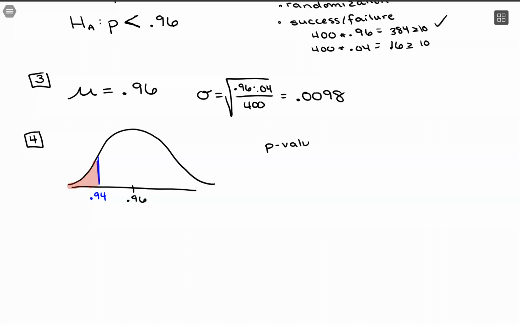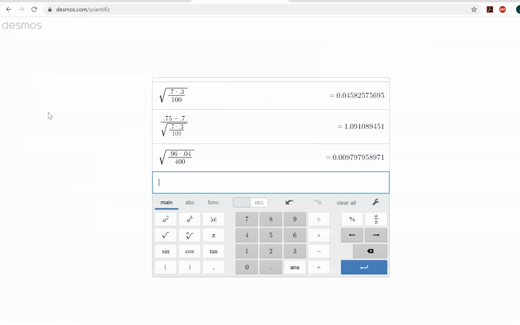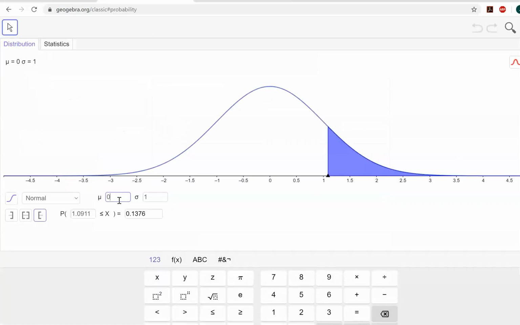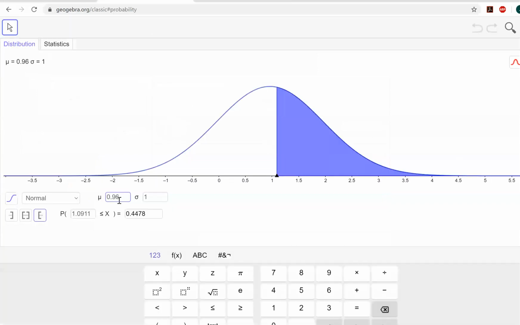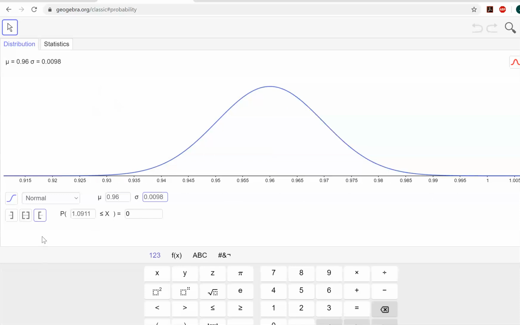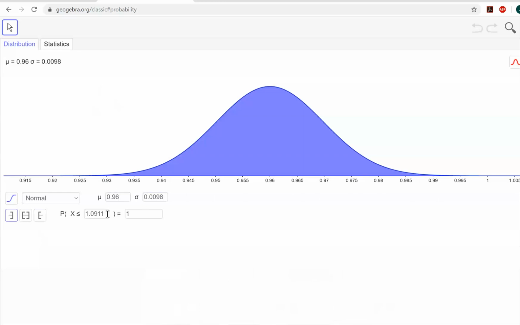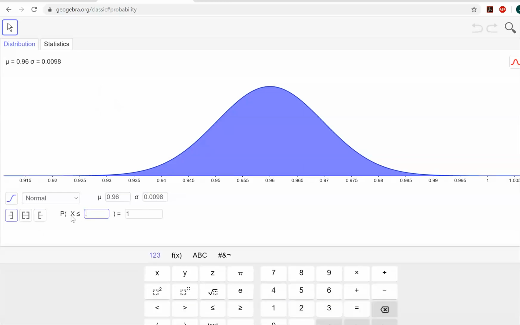So what I'm going to do is go to GeoGebra, plug in my mean and standard deviation, and then find this area to the left of 0.94. So let's go 0.96, and then 0.0098, and then we want area to the left, and then we're going to plug in our 0.94, and we can get this 0.0206 out.